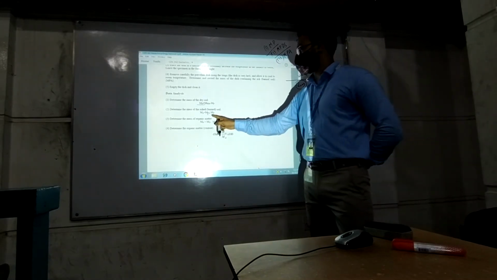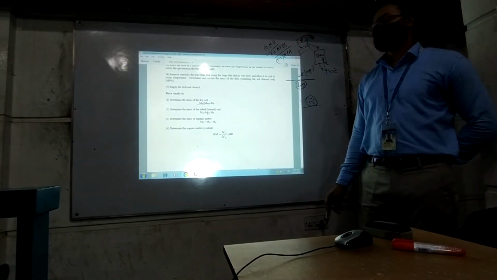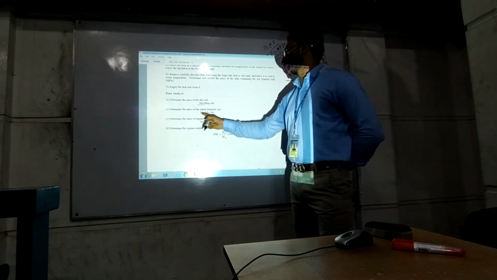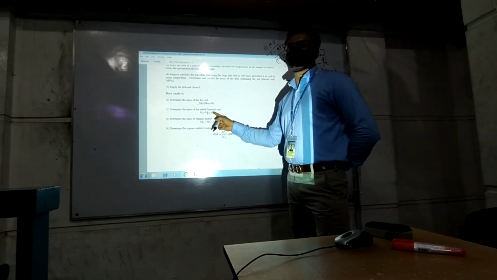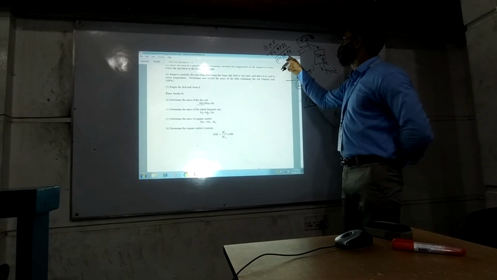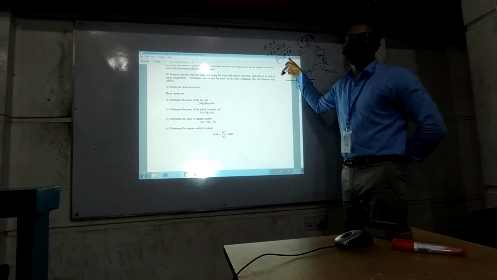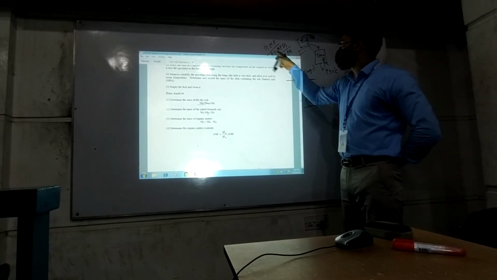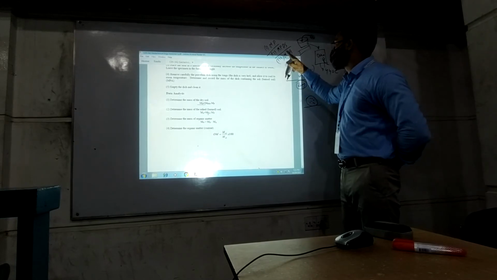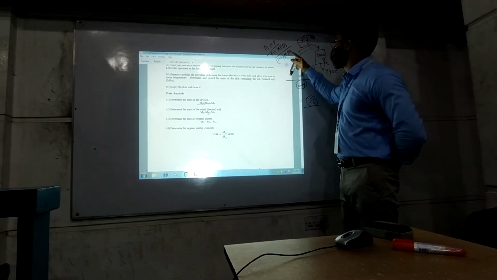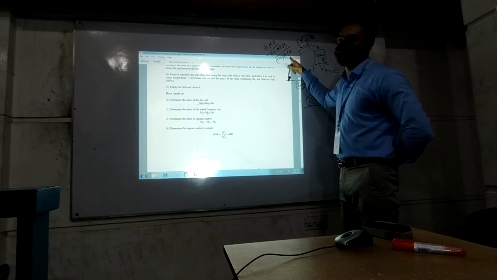Second, what should we determine? The mass of ash. We know this is dish plus ash, and this is the dish. So if we want to determine only the ash, we have to subtract MP from MPA.